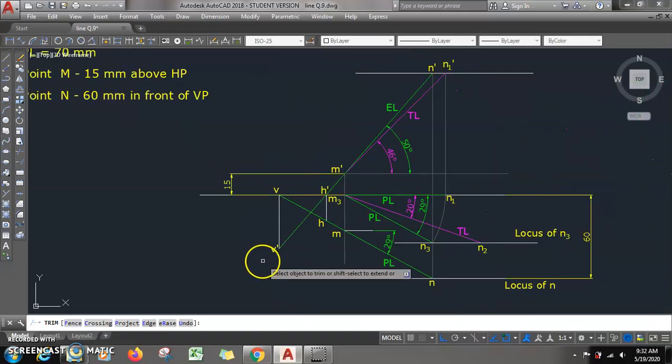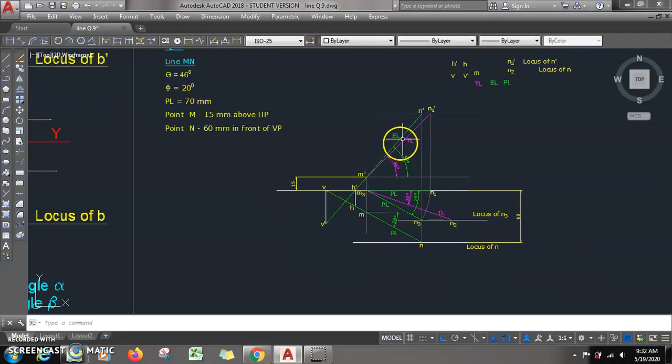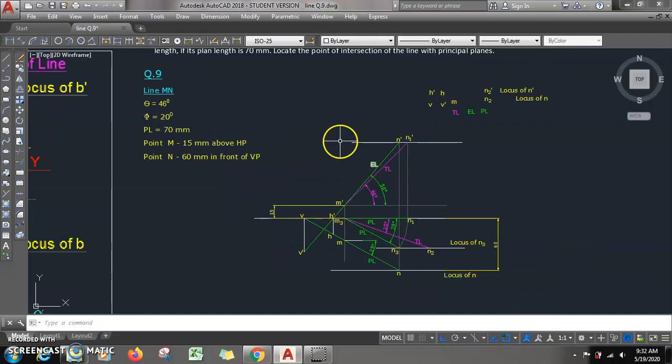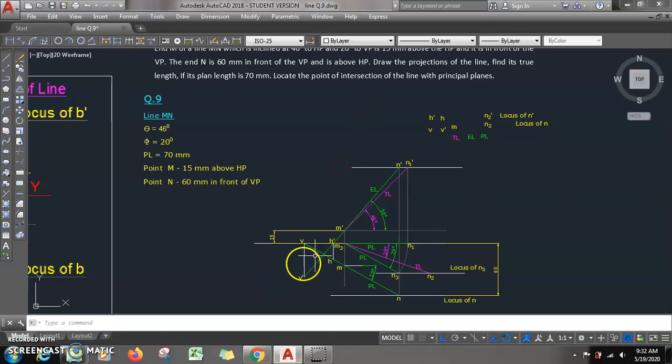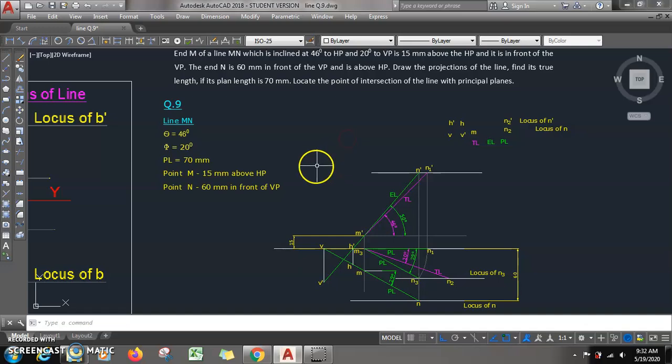Okay. So you see, this solution is complete. What they were asking for, true length we are getting, okay, and HT and VT we have drawn. So this is the solution for this given problem.